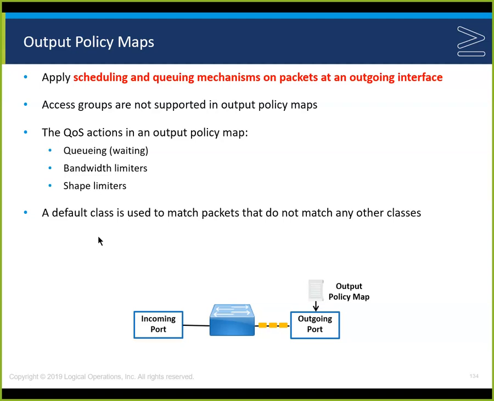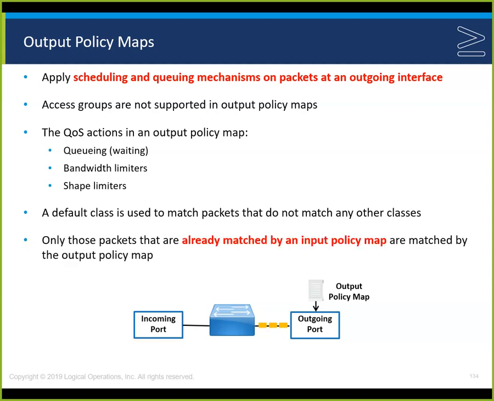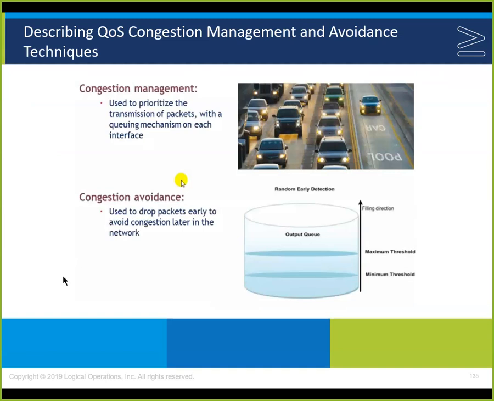Just like in the VLANs, if we don't do anything, everything's on the default VLAN, VLAN 1, which is going to be the unmarked VLAN, the native VLAN. Only packets that are already matched by an input policy map are matched by the output policy map. We had an input policy map coming into someplace, we matched it, and then we can match it with the output policy map.